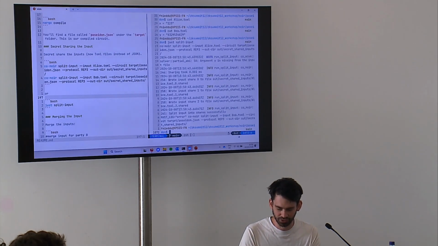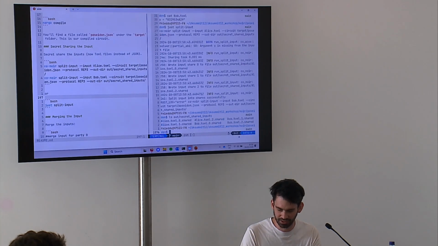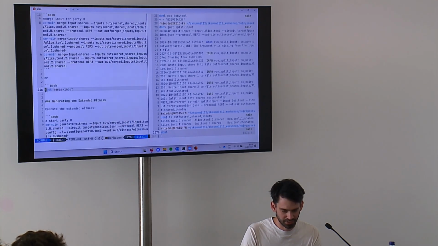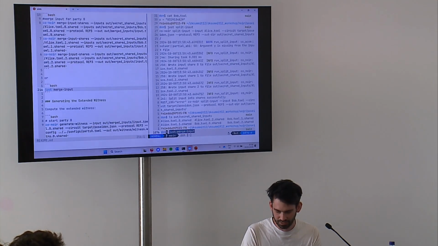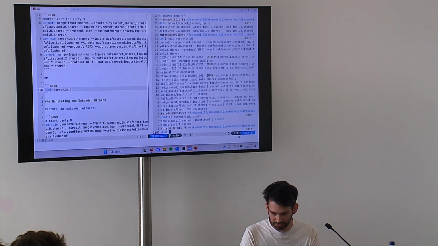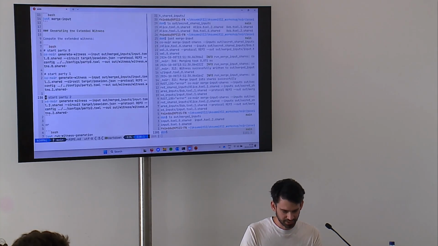So we secret share the input. It should not matter. You should have the secret shared input in this folder. It looks pretty similar to earlier. Now we merge the input. So check it out. Could also be here. Similar step as earlier. Then we generate the witness.